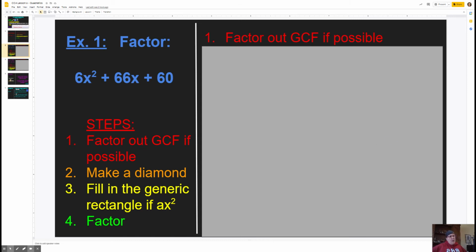So 6x squared plus 66x plus 60. Go ahead and put your raise hand button down, you guys. What do you notice about 6x squared, 66x, and 60? Is there a greatest common factor? And if so, what is it?